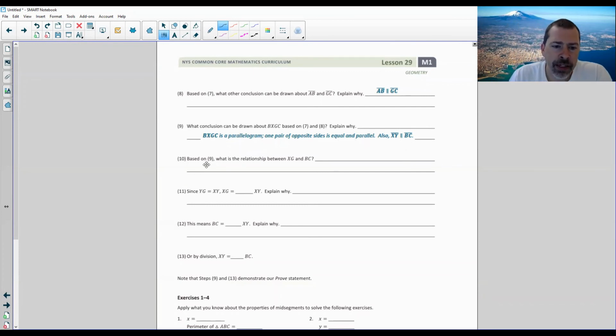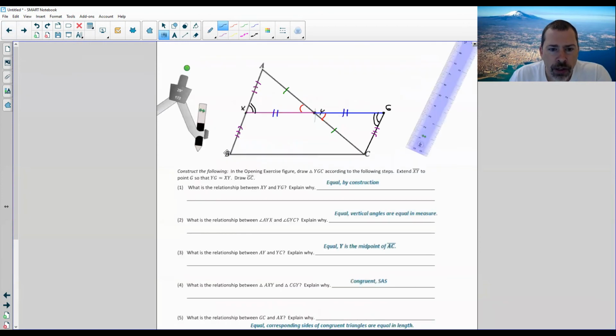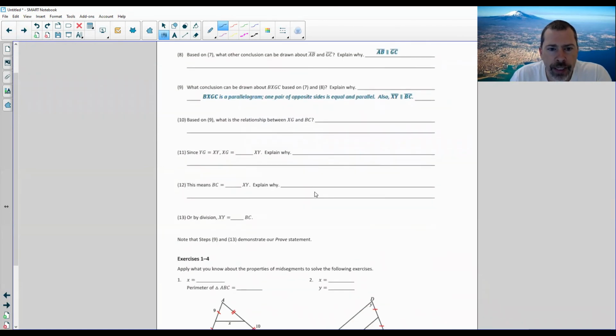And number 10 says, based on 9, what is the relationship between XG and BC? So XG and BC. Okay, I think I just stated that, so let me bring it in as text. XG equals BC. Opposite sides of parallelograms are equal. So now it says, since YG equals XY, XG equals blank XY. Explain why.